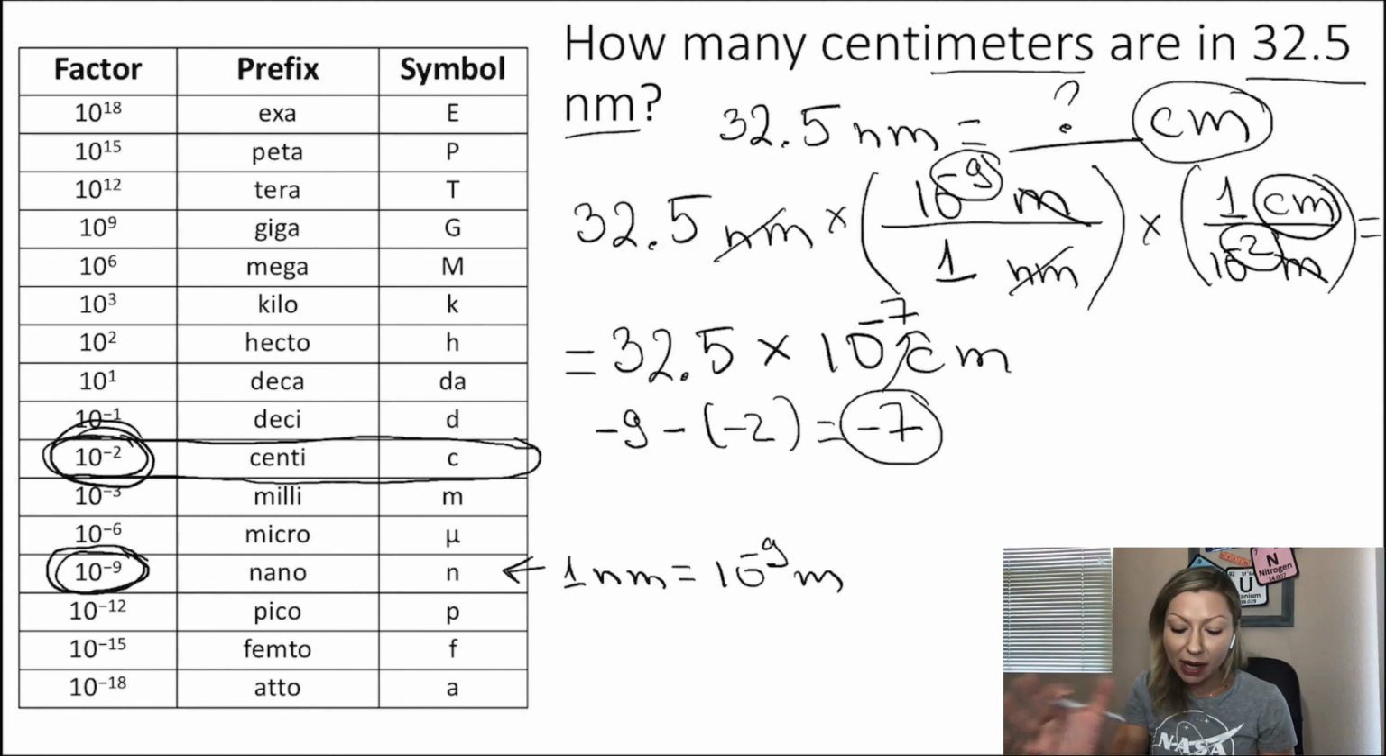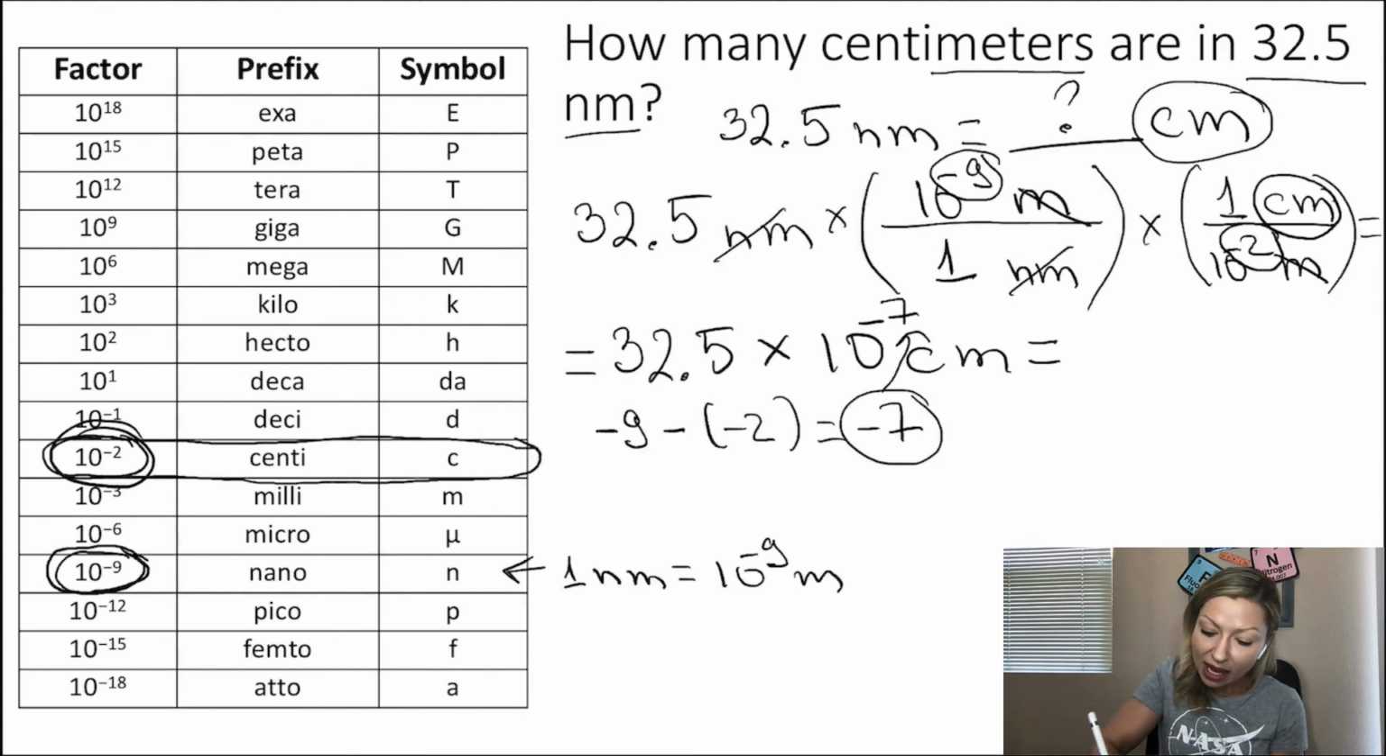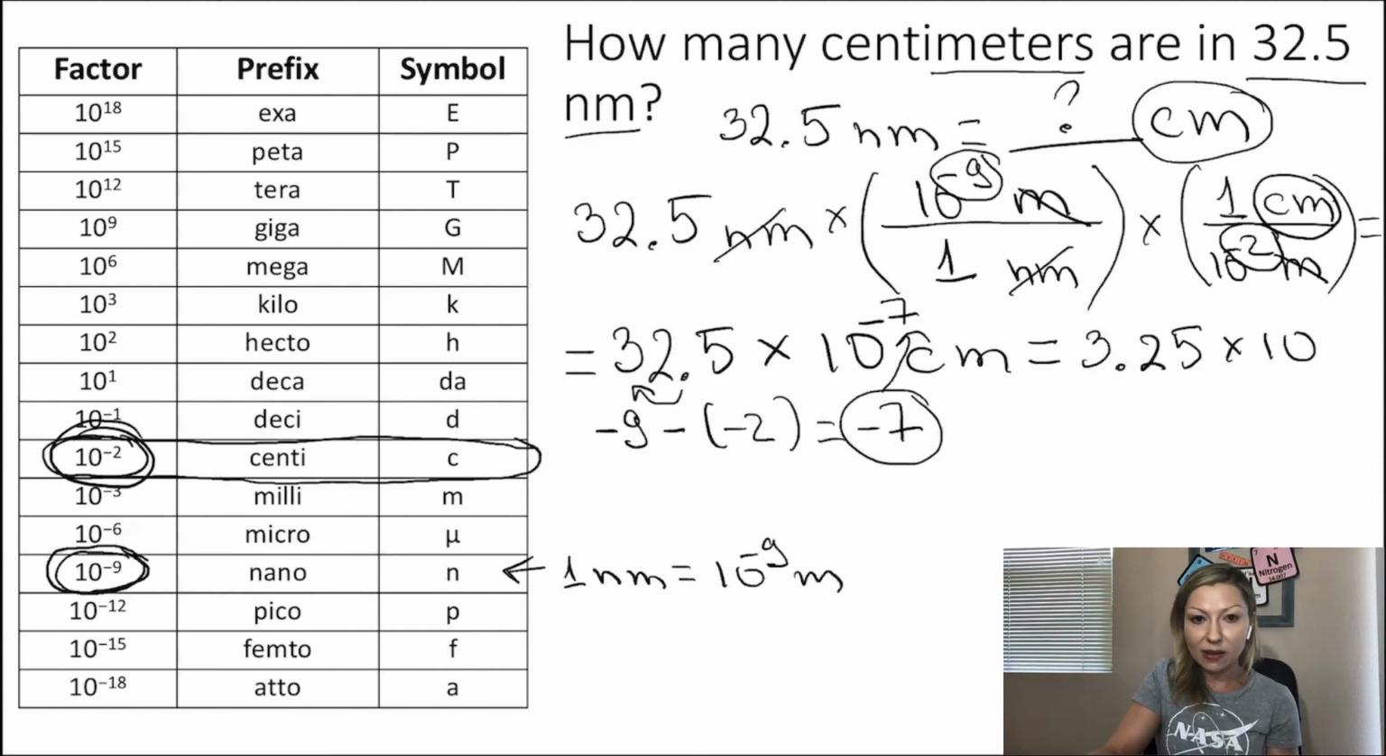Okay, now this might be a little bit trickier, but because we are using scientific notation, we would like to have only one digit before the decimal place. So we can rewrite this 32.5 times 10 to the negative 7th centimeters as 3.25 times 10. I moved my decimal place here, right? So that's going to be 10 to the negative 6th centimeters.